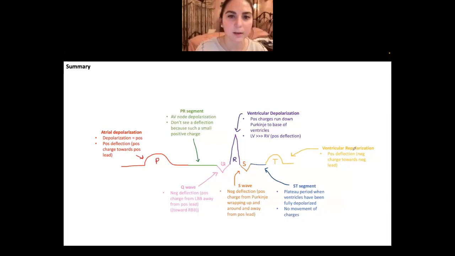Okay. So here, I took the little drawn EKG and then I color coded it with what's going on and how we get all of these things. Okay, so everything we kind of talked about.